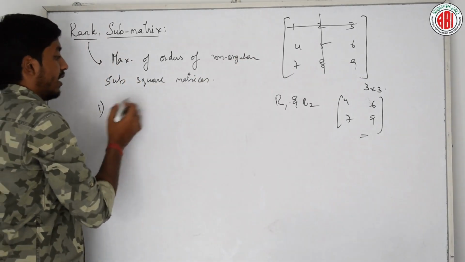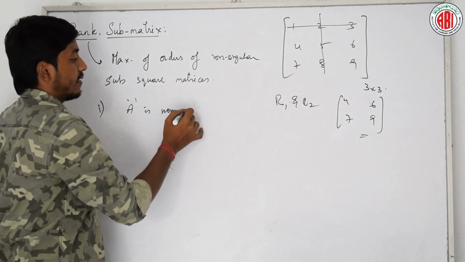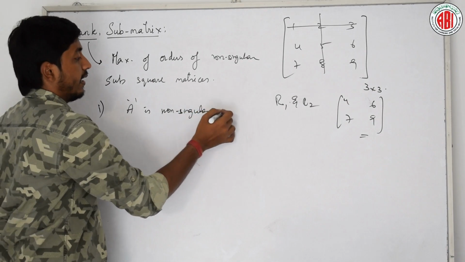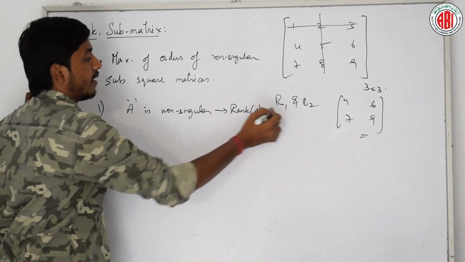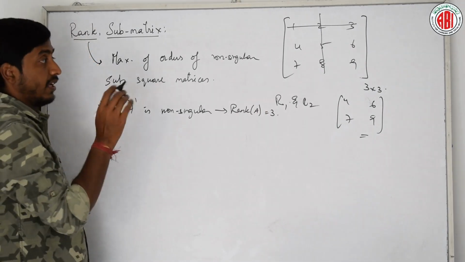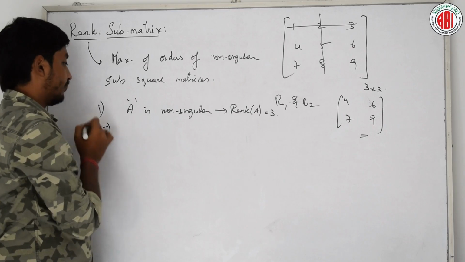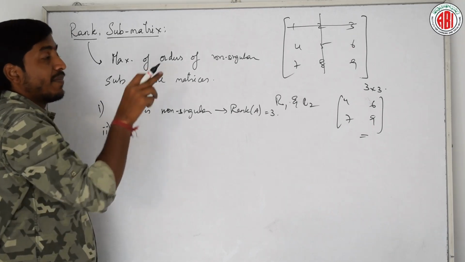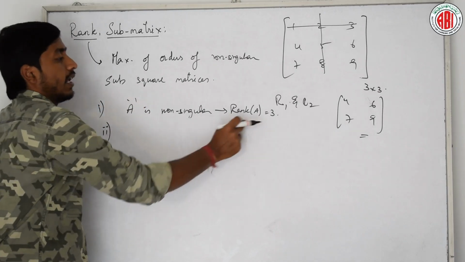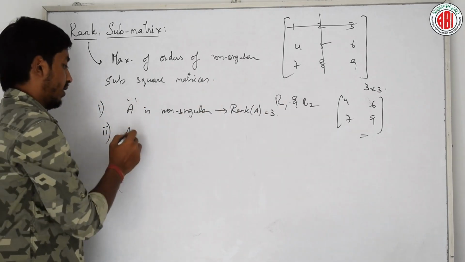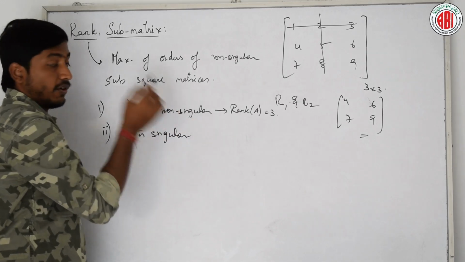First, we have to check whether A is non-singular. If A is non-singular, then directly the rank of A is 3. This is everything regarding only a 3 by 3 matrix; don't think of higher ones. Second condition: if any one of the submatrices is non-singular. Is it clear? First condition, if A is non-singular, rank of A is 3. What if A is singular? We will have 2 conditions in that.